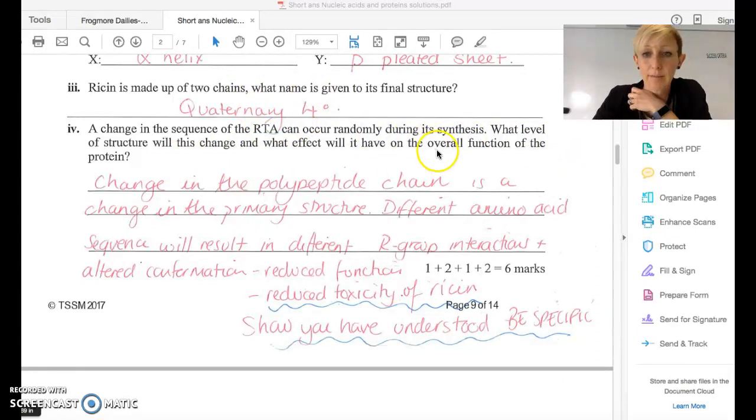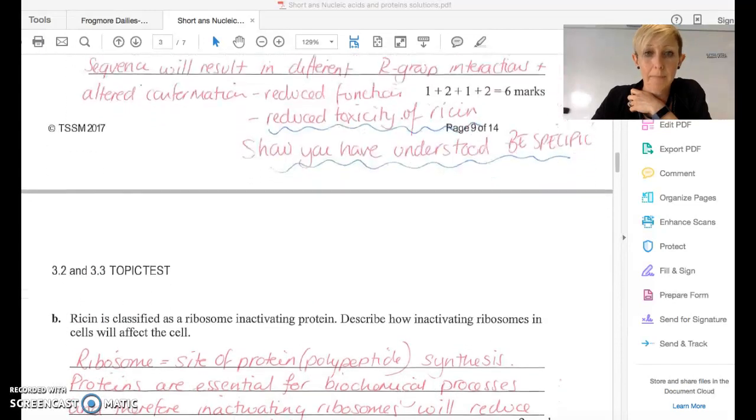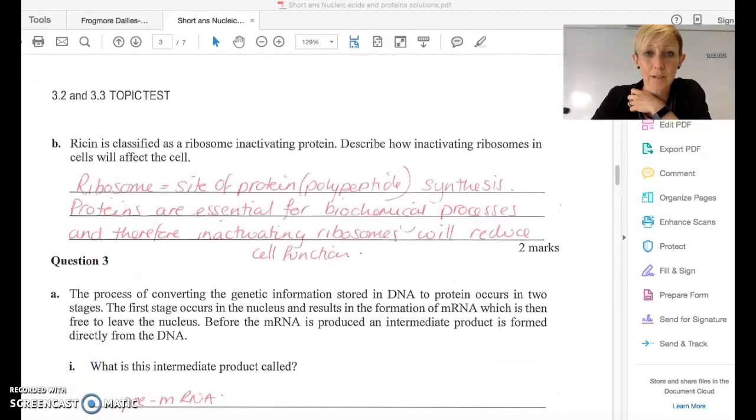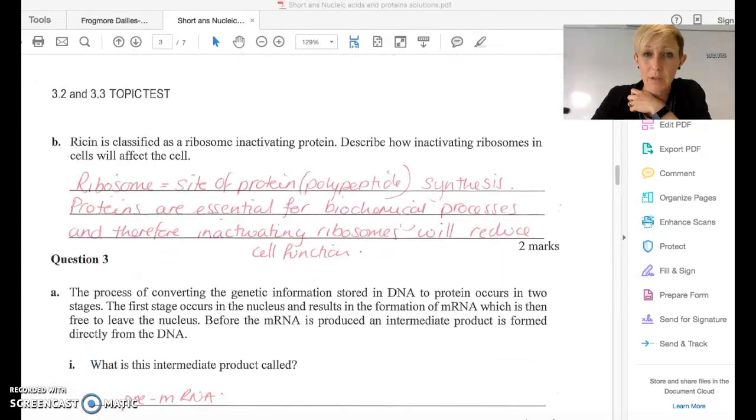how this will affect the overall function of the protein. So it's not enough to just say the protein function may be reduced. You need to tell me that you know what the protein function is. Therefore, the toxicity of ricin would be reduced in all likelihood. So I was looking for those terms specifically. You need to link your answers back to the question and the terms in the question.